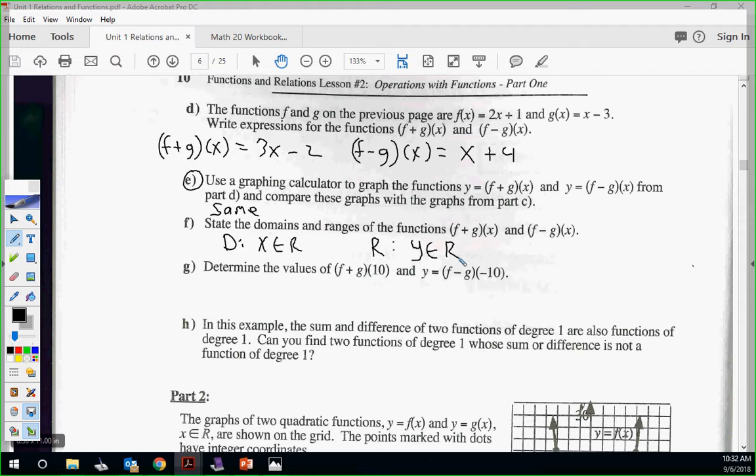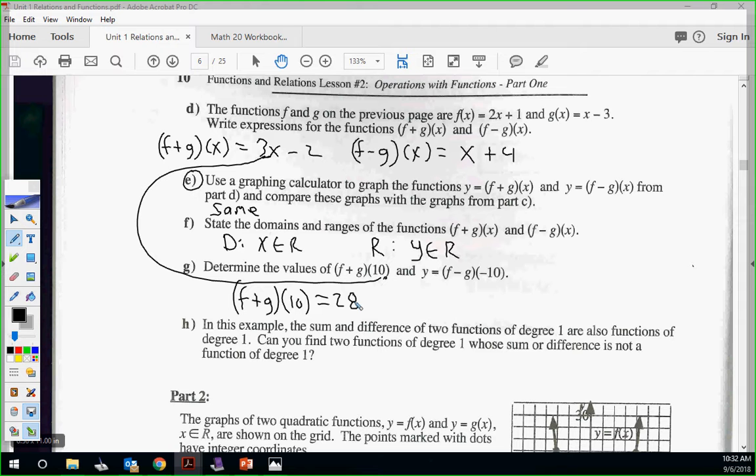Okay. Now, determine the values. So we're going to sub 10 in. So if I sub 10 in, we just got to put that in right here. So take 10, I put that right there. 3 times 10 is 30, minus 2 is 28. That's it. Just evaluate and just plug that into the work you already did.